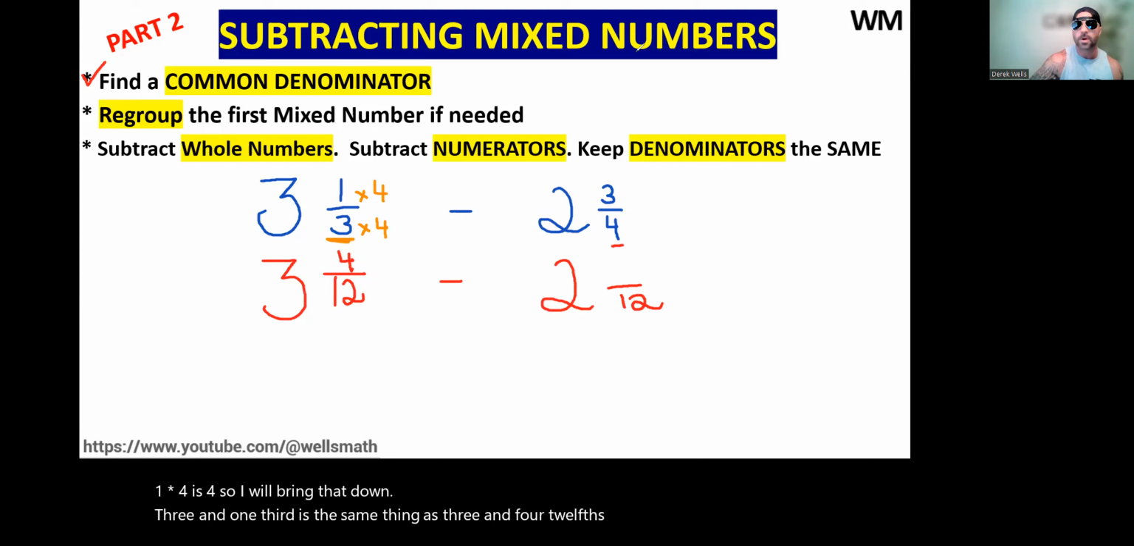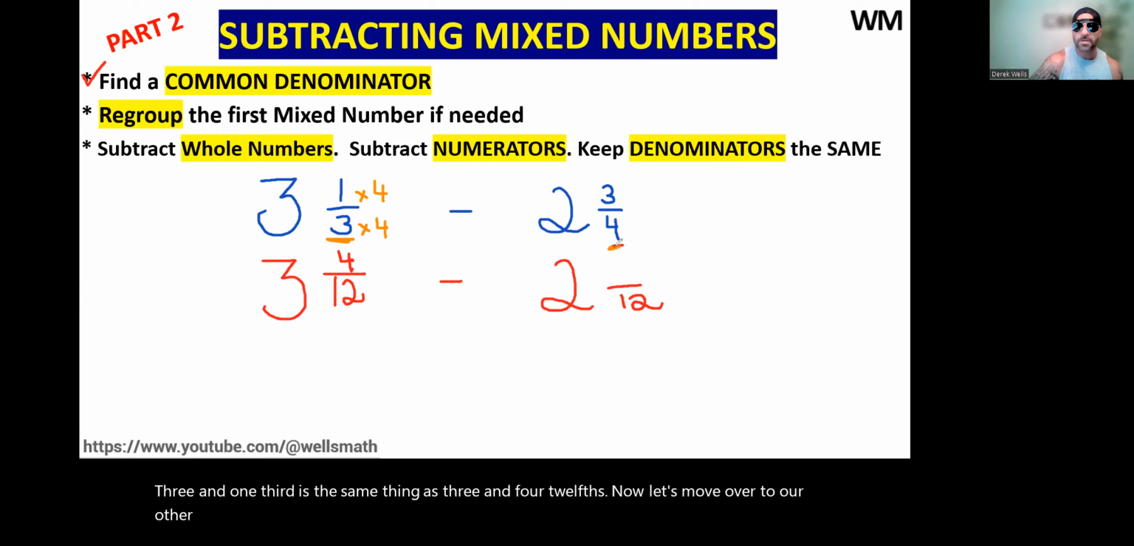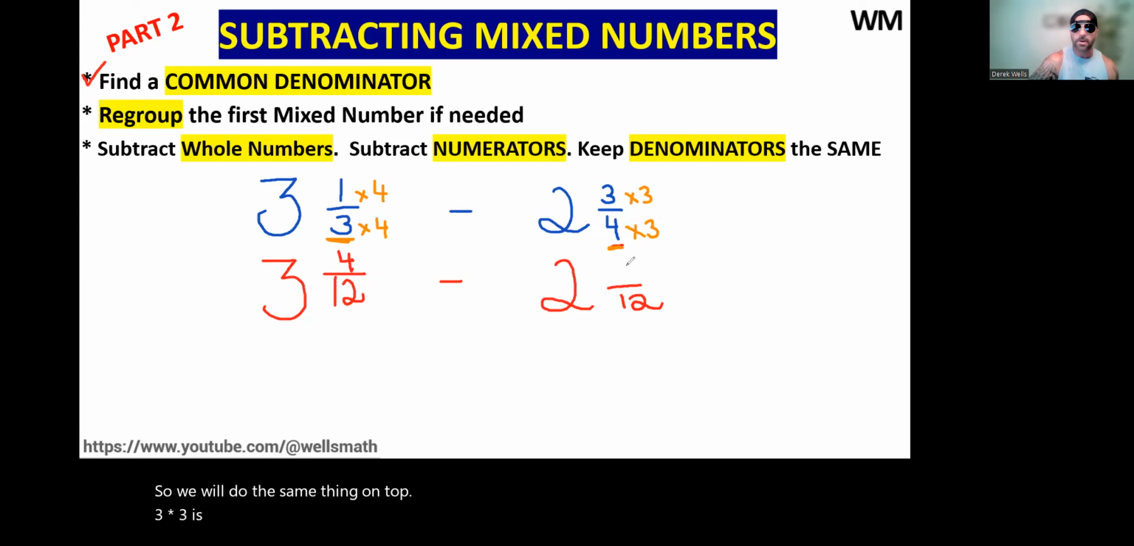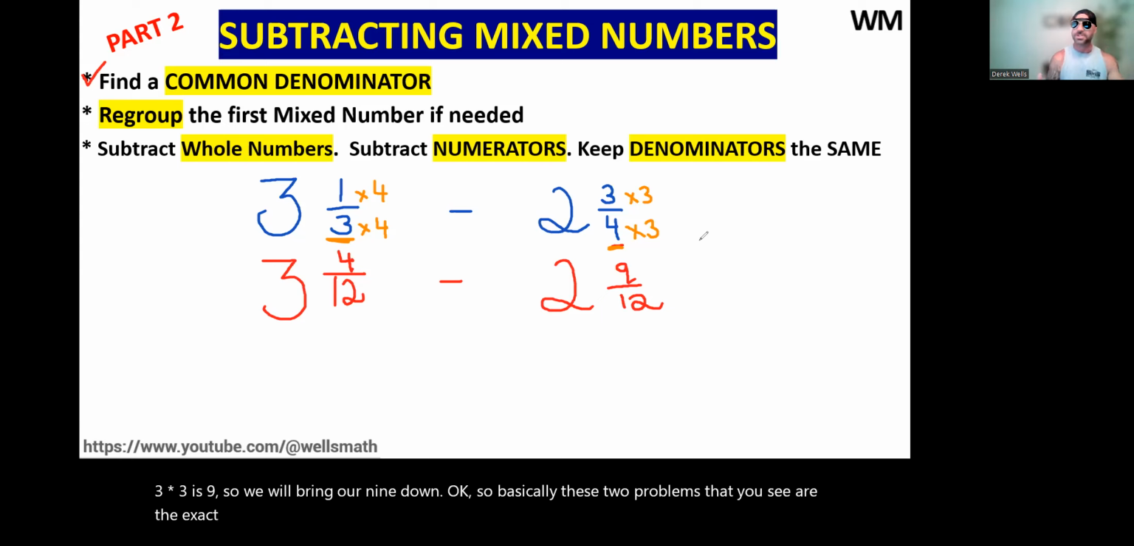Now let's move over to our other side. How did we turn this 4 into a 12? Well, we multiplied it times 3. So we will do the same thing on top. 3 times 3 is 9, so we will bring our 9 down, okay? So basically, these two problems that you see are the exact same problems, just using different numbers, all right? So now, when you get to this situation, you have a common denominator.